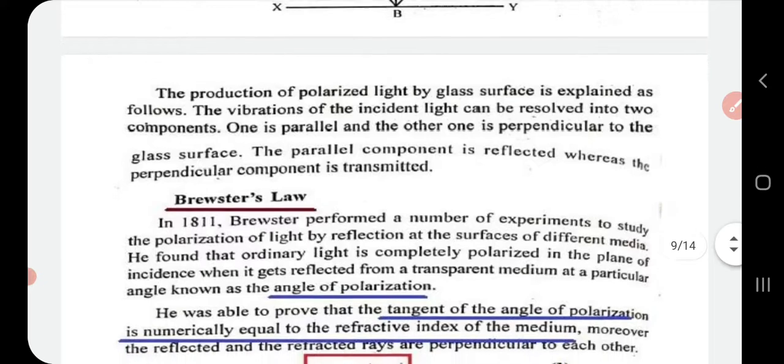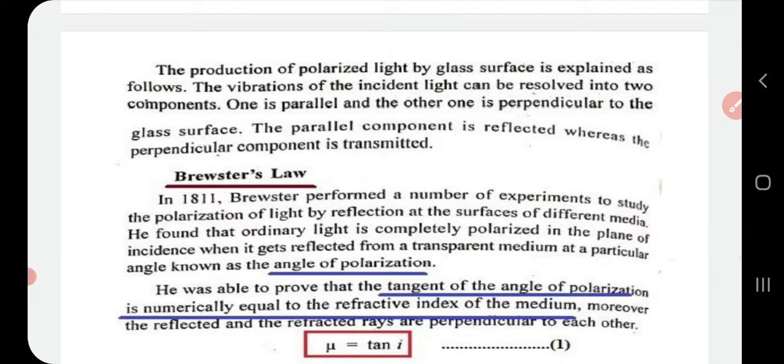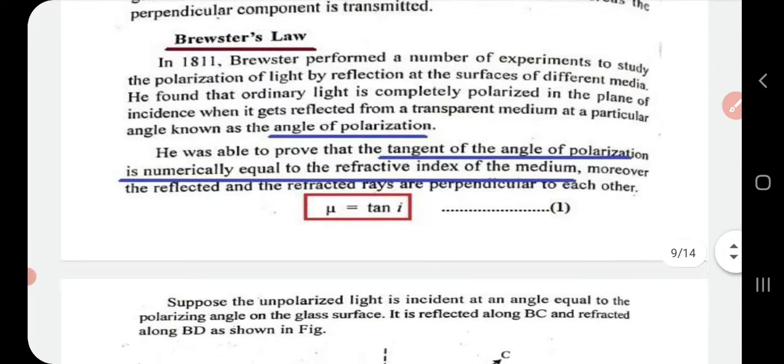Now this production of polarized light by a glass surface can be explained as follows: the vibration of incident light is resolved into two components, one parallel and the other perpendicular to the glass surface. The parallel component is reflected whereas the perpendicular component is transmitted. Now another important section is Brewster's law. Here you will get a definition, what is angle of polarization.